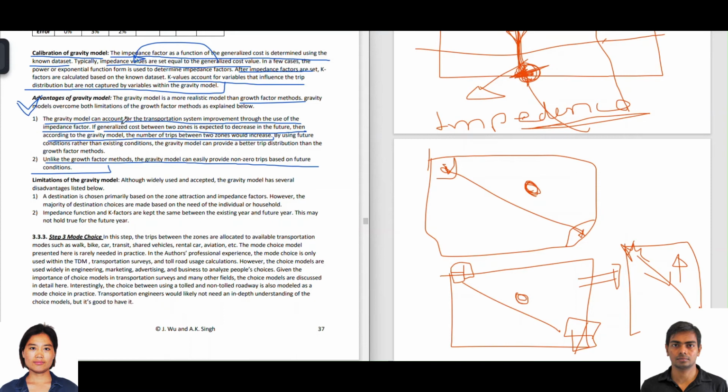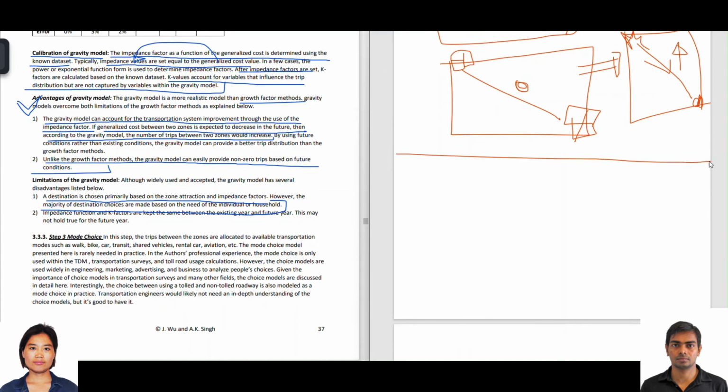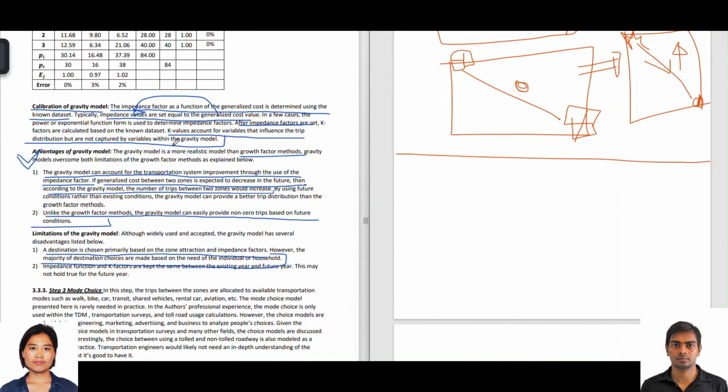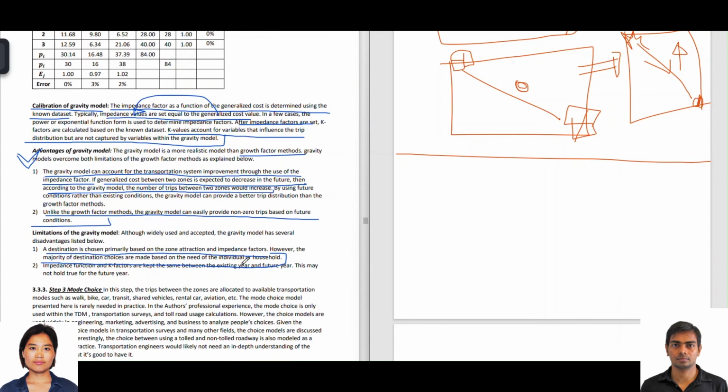That doesn't mean gravity model is a perfect model. There are some limitations to it. A destination is chosen primarily based on zone attraction and impedance factor. However, the majority of destination choices are made based on the needs of the individual household. So this is a big approximation where we are trying to choose the destination based on how attractive certain zones are, but it is probably one of the best things we can do under the four-step travel demand model. Otherwise, we can look at the base OD and try to combine it with the gravity model.